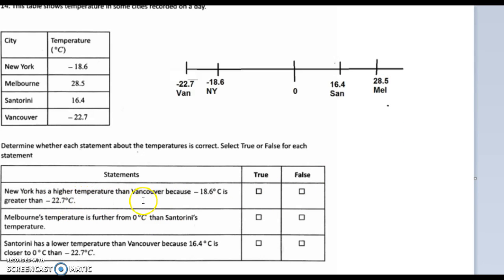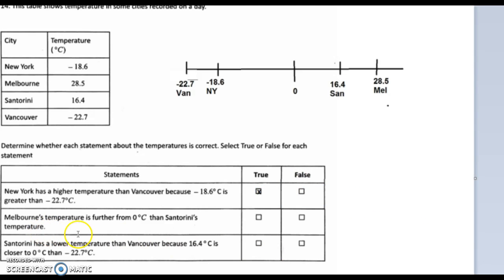New York has a higher temperature than Vancouver because negative 18.6 is greater than negative 22.7. So is negative 18.6 greater than negative 22.7? It sure is, right? Because it's on the right. All numbers to the right are bigger. So New York is bigger. So we're going to say, yes, that is true.